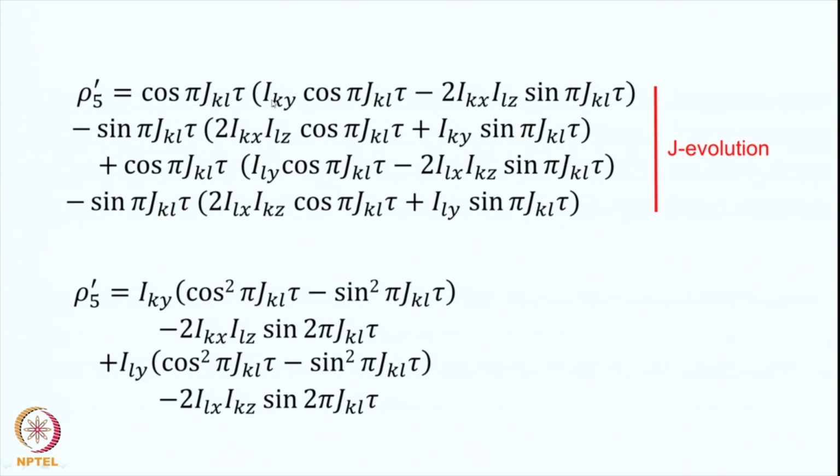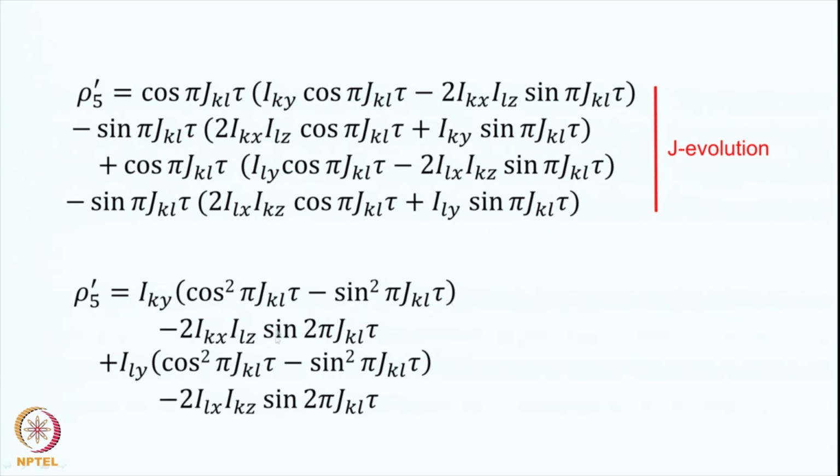What I get here is IKY cosine, which gives me cosine square, the first term. And where else is IKY? IKY is present here, and this gives me sine and sine, so sine square pi jkl tau. Therefore IKY cosine square pi jkl tau minus sine square pi jkl tau. Now these two terms are identical, 2 IKX ILZ, sine cos, and here it is also sine cos. So this one is minus 2 IKX ILZ times 2 cosine pi jkl tau sin pi jkl tau, and that is essentially sine 2 pi jkl tau. Similarly for these terms we get ILY cosine square pi jkl tau minus sine square pi jkl tau minus 2 ILX IKZ sin 2 pi jkl tau.